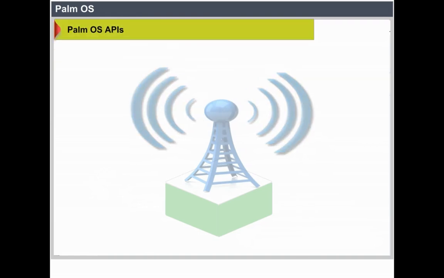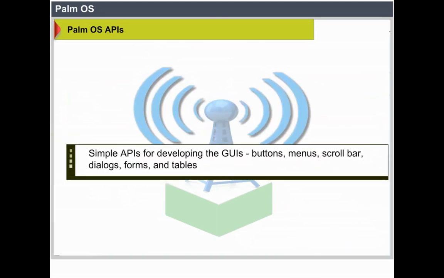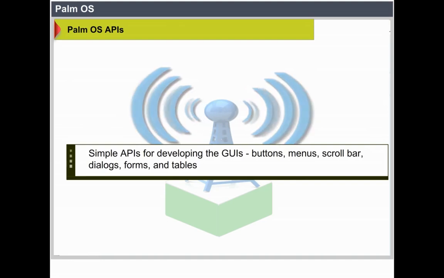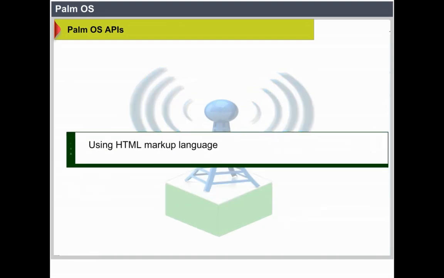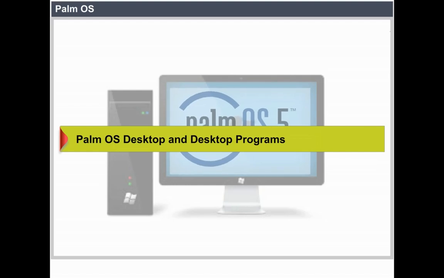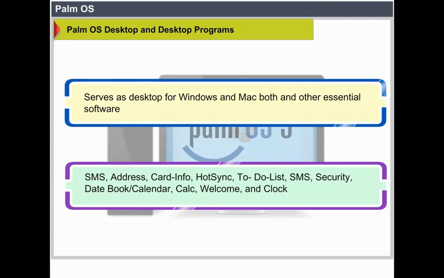Palm OS APIs. Simple APIs compared to Windows CE. Simple APIs for developing the GUIs, buttons, menus, scroll bars, dialogues, forms and tables, using HTML markup language. Palm OS desktop and desktop program. Desktop for Windows and Mac both and other essential software: SMS, address, card info, HotSync, to-do list, security, datebook, calendar, calculator, welcome and clock.